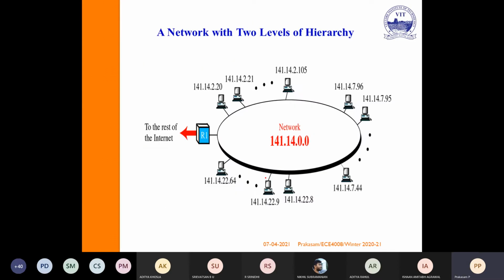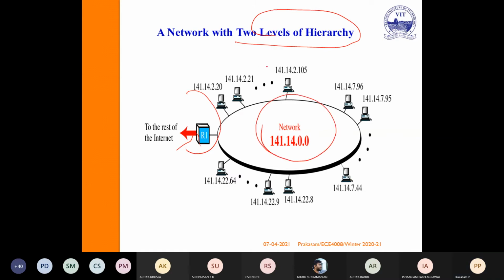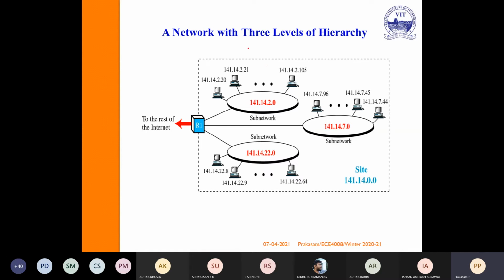Without subnets, the network is said to have a 2-level hierarchy: one is the outside world, the next is within the network. Here we are not going for any subnetwork. If you go for subnets, that is a 3-level hierarchy: the rest of the world, then the network inside, and within that the subnet. So subnet, then network, then global connection. This is nothing but a 3-level hierarchy.